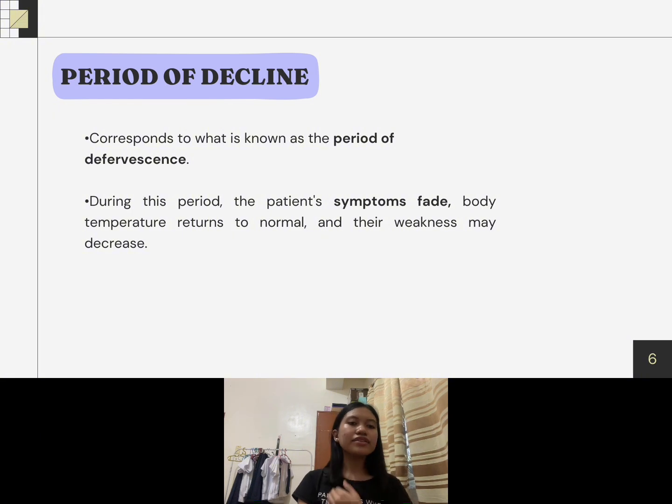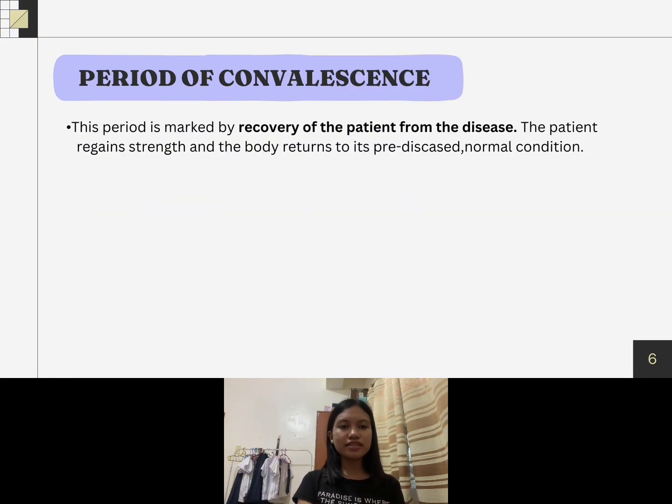And lastly, the period of convalescence. This period is marked by a recovery of the patient from the disease. The patient regains strength and the body returns to the prediseased normal condition. So, yung period naman na to, ito na yung pinaka-last. Ito na yung recovery ng pasyente. Bumalik na ito sa normal na condition.